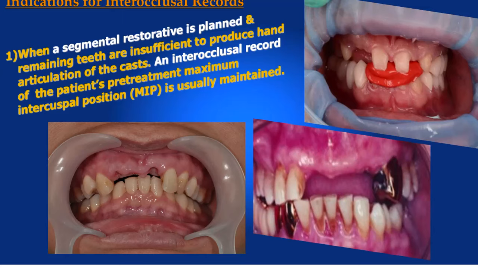When segmental restorative work is planned, and remaining teeth are insufficient to produce hand articulation. As we see, we have a complete segment missing, and the remaining teeth are insufficient to produce hand articulation, and the interocclusal relation of the patient reaching the maximum intercuspal position is usually maintained. So we take the intercuspal position and record it.